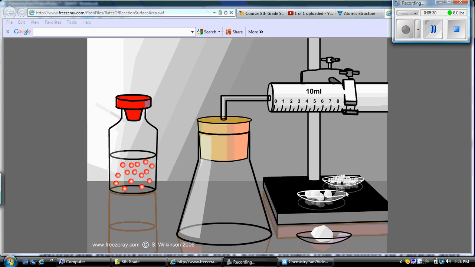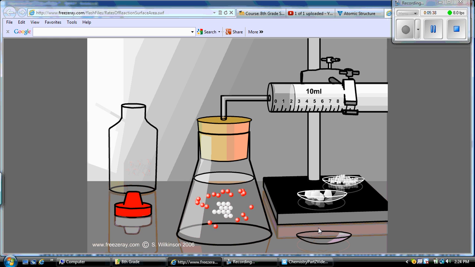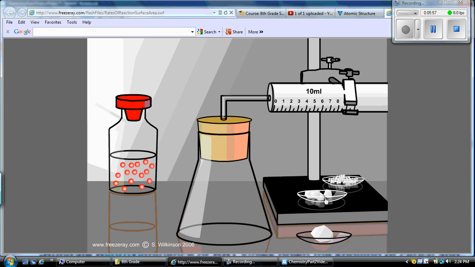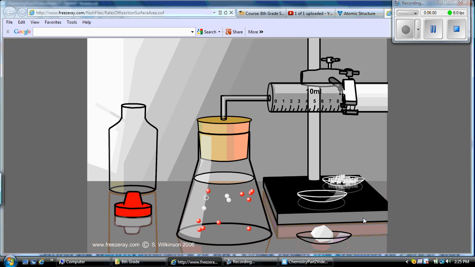All right, so what I have here is different surface areas. I've got a thick piece that looks like a sugar cube, so it has a very low surface area. So watch, it takes a while for it to react. Okay? Now let's reset it and do a little bit bigger surface area. A lot quicker for all the compound to react.